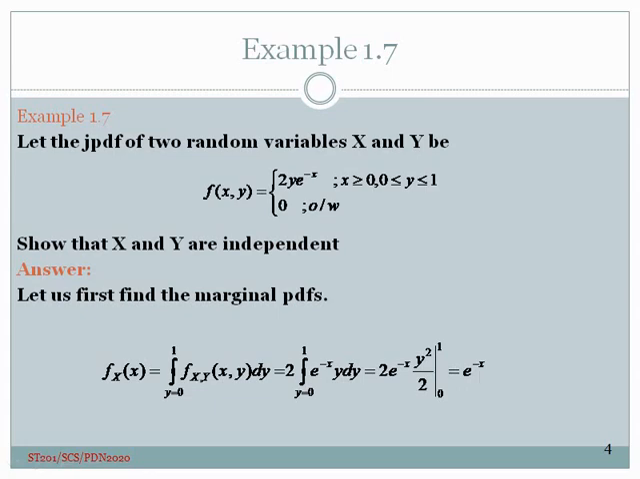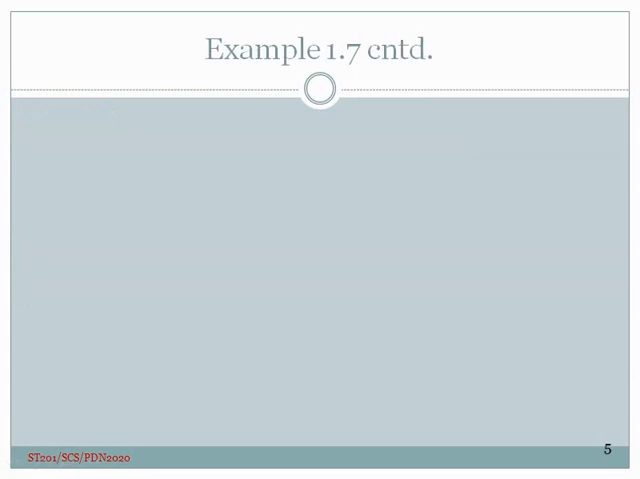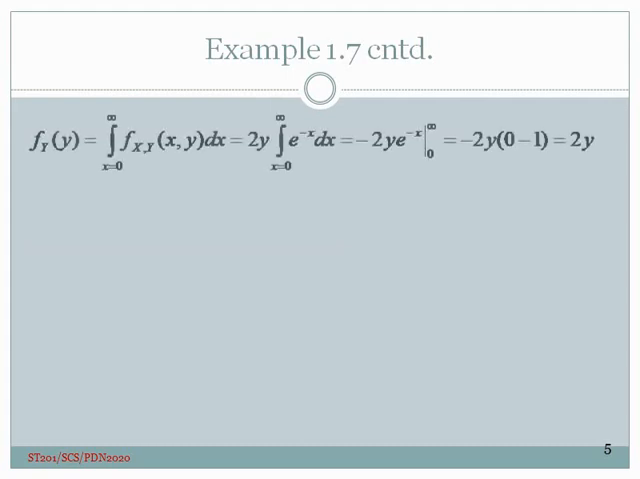Now let's find the marginal density of y. In order to find fy, we integrate the joint density over x. The support of x is greater than 0. That means you have to integrate the function from 0 up to infinity. If you do the integration, you will end up with the answer 2y.